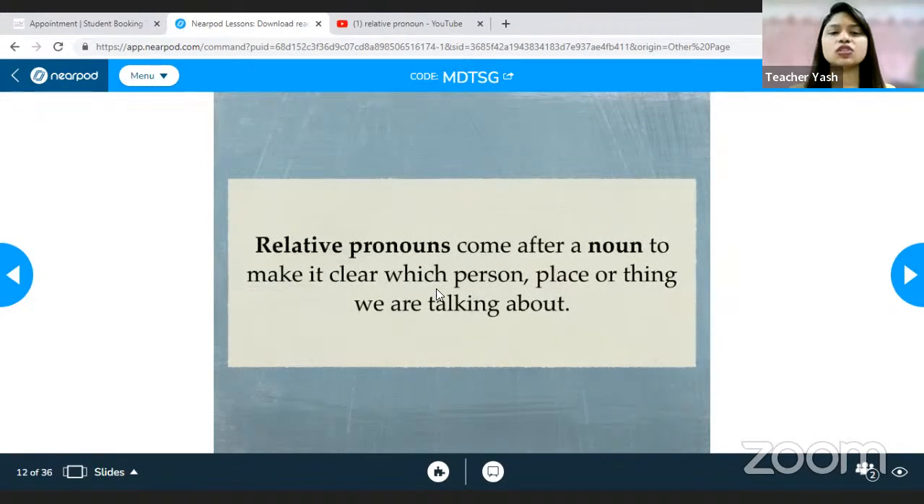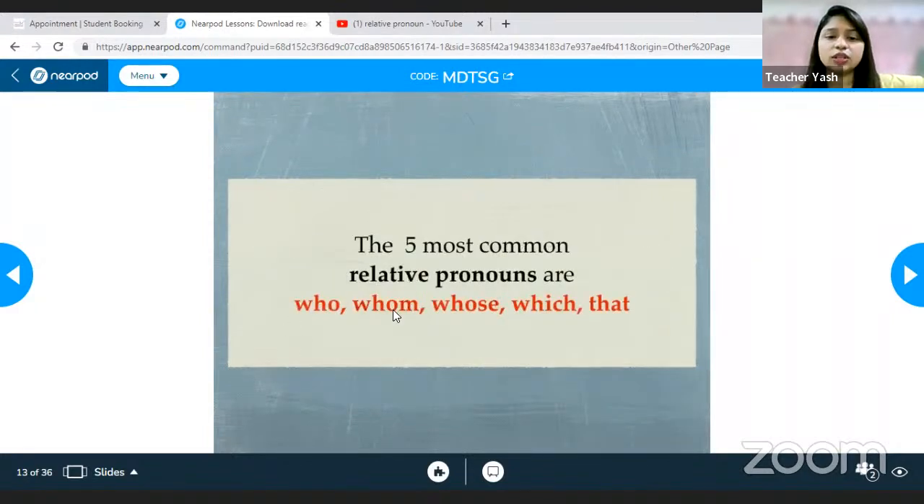Okay, Ansley, read this. Relative pronouns come after a noun to make it clear which person, place, or thing we are talking about. Yes, so relative pronouns come after a noun to make it clear which person, place, or thing we are talking about. That's the reason we use relative pronouns. We want to make it clear which one we are talking about. So we know this. We have 5 relative pronouns: who, whom, whose, which, that.